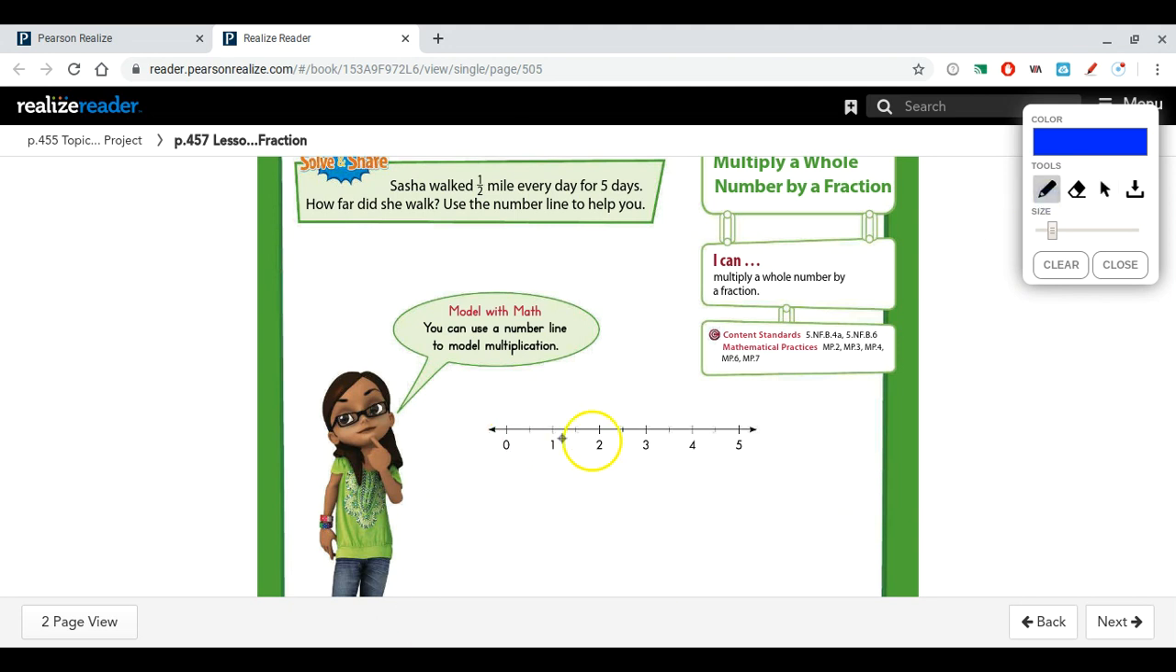Okay, so the first day, she walks half of a mile. The next day, she walks half of a mile. So we're on 2 days. Day 3, she walks half a mile. Day 4, she walks half a mile. Day 5, she walks half a mile. So if we count, we had 1, 2, 3, 4, 5. So this value right here, it's hard to see with my arrows, but this value is 2.5. So she walked 2.5 miles.